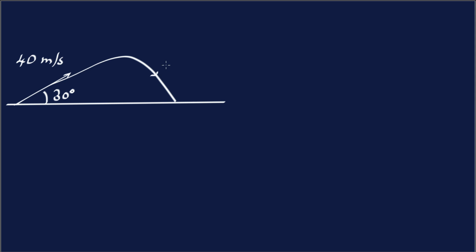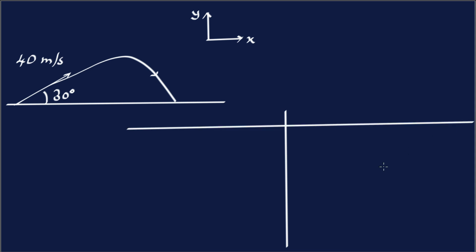Now the secret to motion in two dimensions is separate the two directions, x and y directions. So first we have to set up a coordinate system. So let's do that. Let's take our x-axis to the right and the y-axis upward. Here are the following steps. If you systematically follow these steps, you will have no trouble solving projectile motion problems. Separate x and y direction.